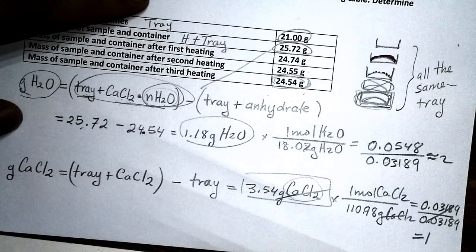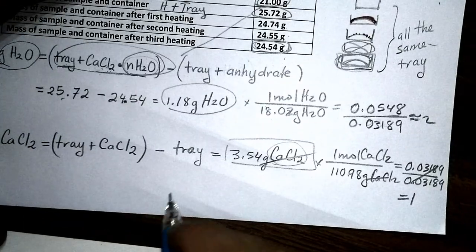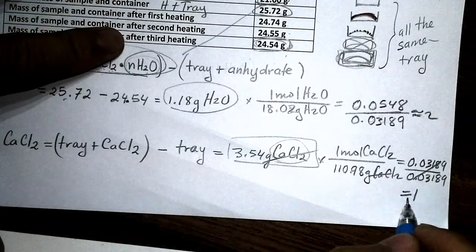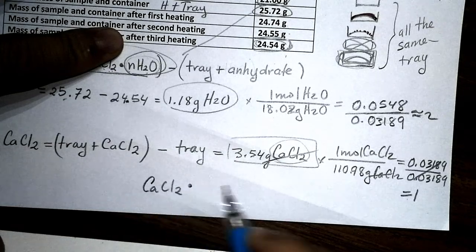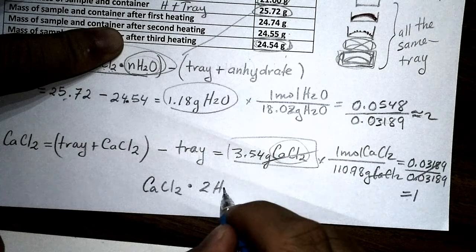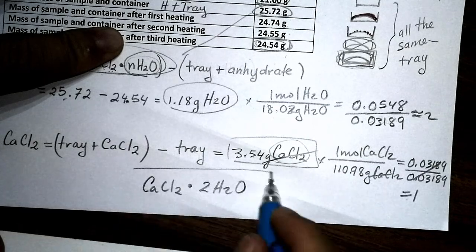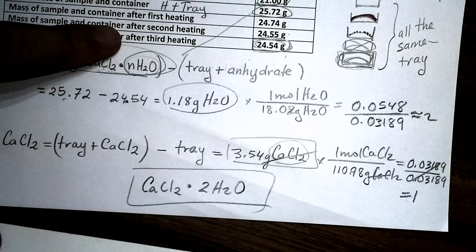So what does that tell you? That tells you that this compound, or this hydrate, has 1 mole of CaCl2 times 2 moles of H2O. And that is all we have to do to find the chemical formula of a hydrate.